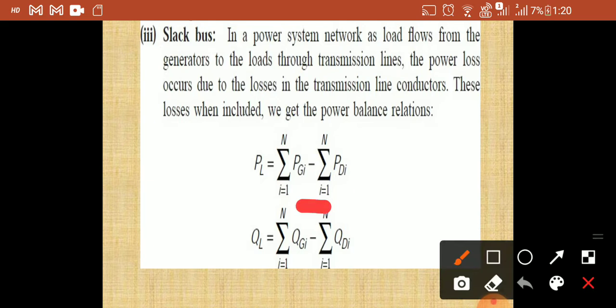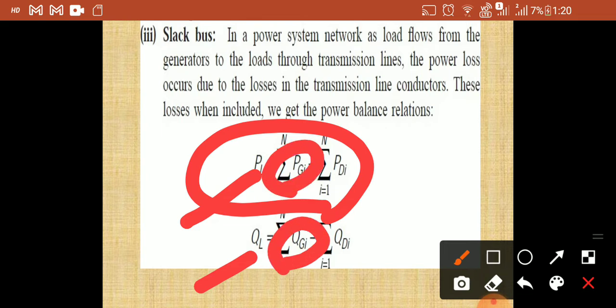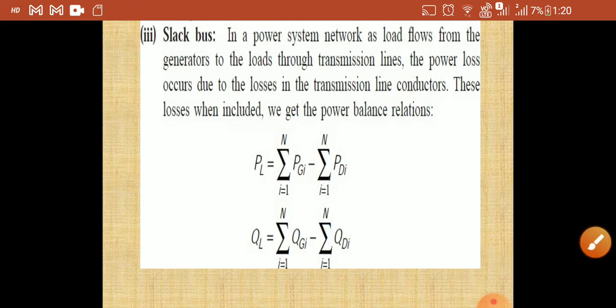Next is real power. This is the losses, P_L and Q_L, the loss in real power and reactive power. This is the power generation. This is the real power generation minus demand, and reactive power generation minus demand. This is the slack bus.